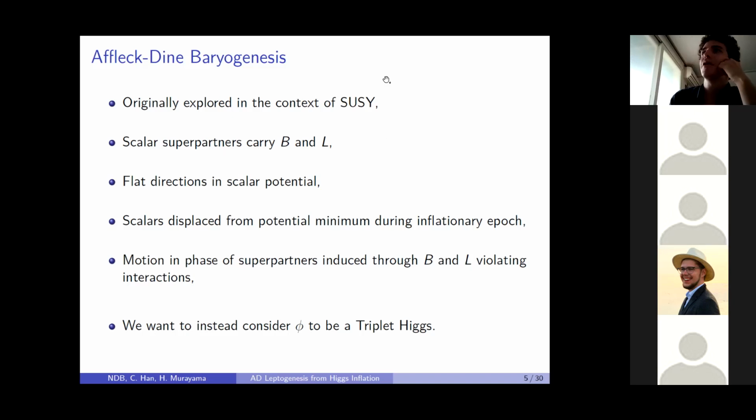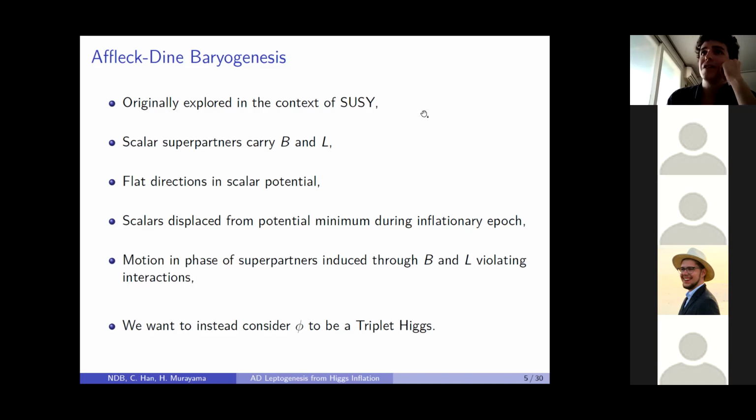So you have all the components for which you could induce some motion, angular motion, in the complex phase of these scalar partners. And in so doing, you would potentially generate a net B and L. And given that these superpartners have couplings to standard model particles, you can have them subsequently decay into standard model fermions.